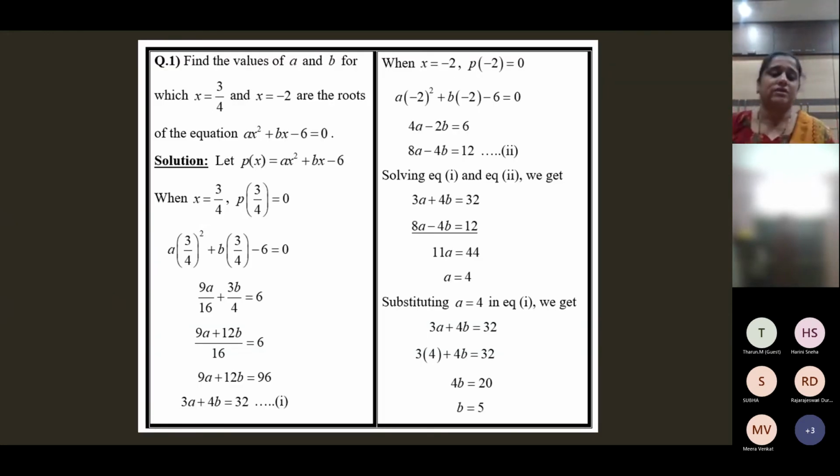See here. I'm just calling this p of x, like in 9th standard, ax squared plus bx minus 6. So when x is 3 by 4, p of 3 by 4 is 0. That is, in place of x, if you use 3 by 4, the value will be 0 because it's a root.